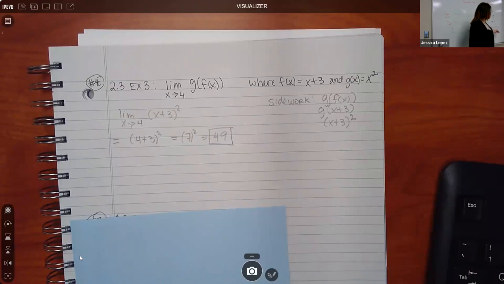So it means you're plugging in the F function into the G function. That's like two courses ago. I'm just trying to bring up everything that we're going to need later.